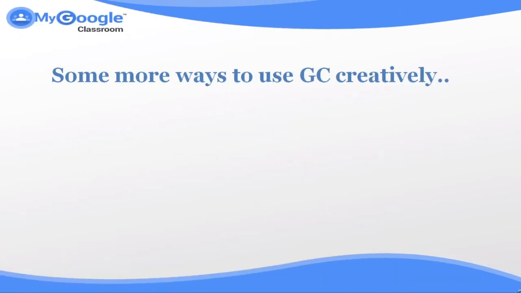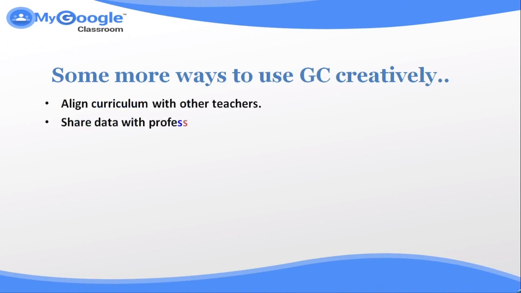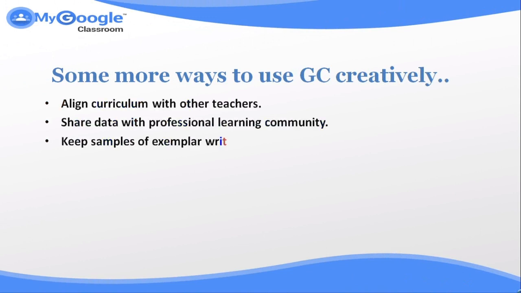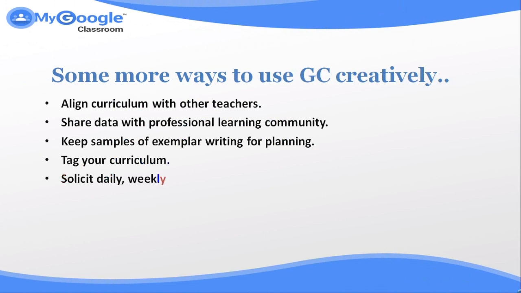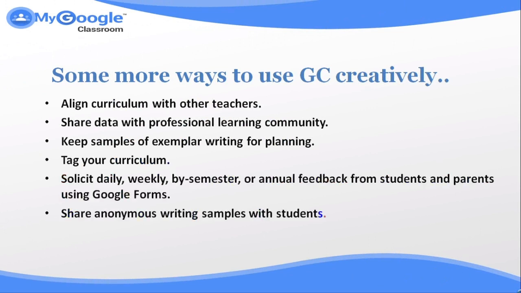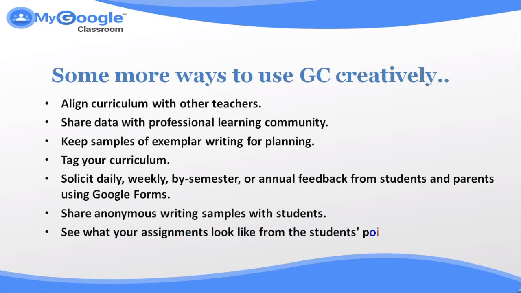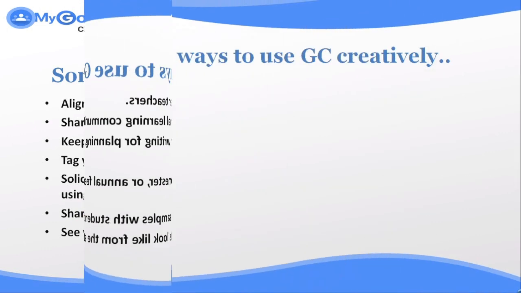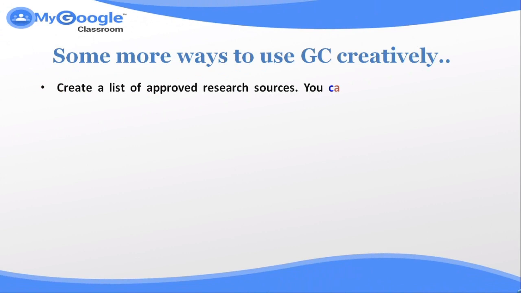Some more ways to use GC creatively. Align curriculum with other teachers. Share data with your professional learning community. Keep samples of extended writing for planning. Tag your curriculum. Solicit daily, weekly, semester, or annual feedback from students and parents using Google Forms. Share anonymous writing samples with students. See what your assignments look like from the student's point of view. Create a list of approved research sources.